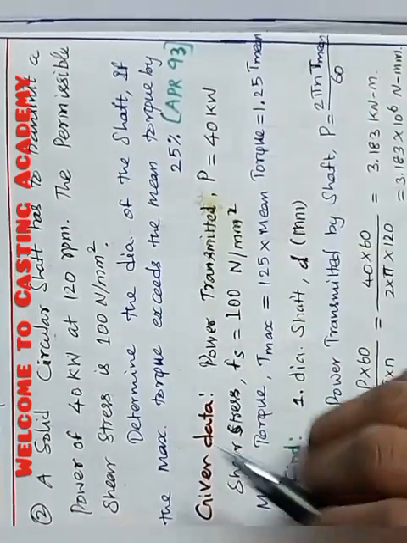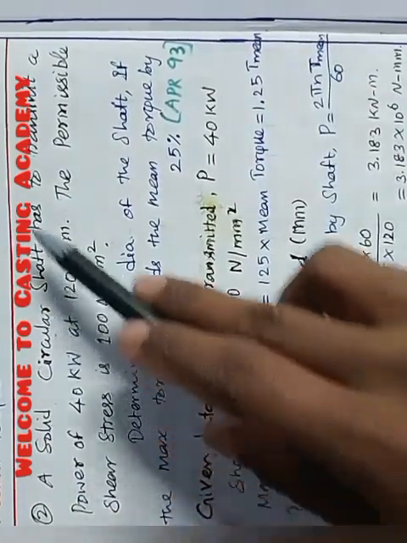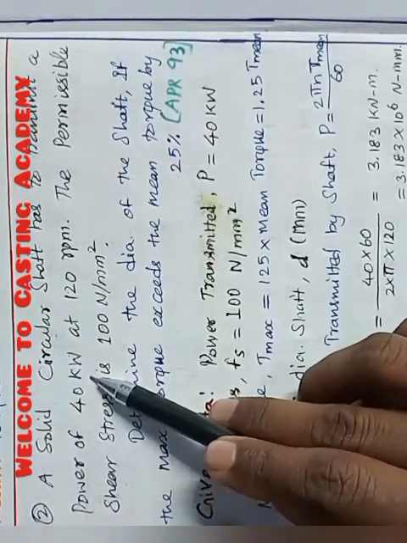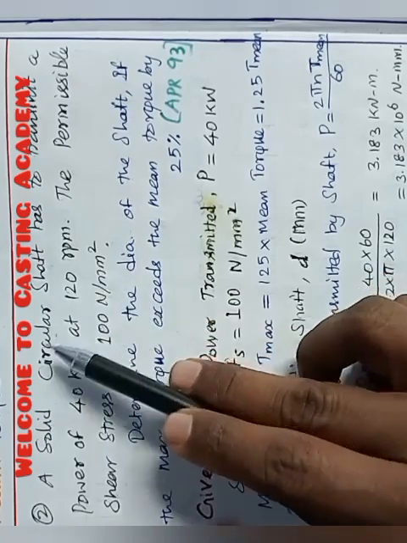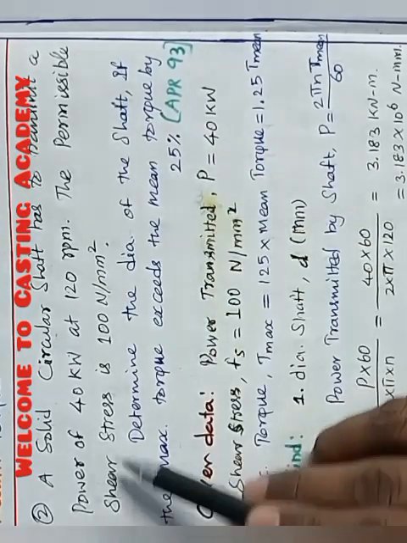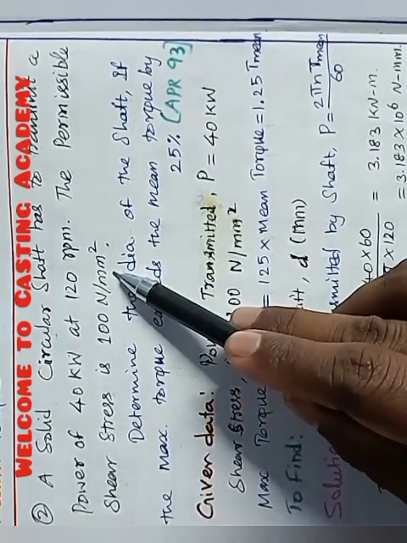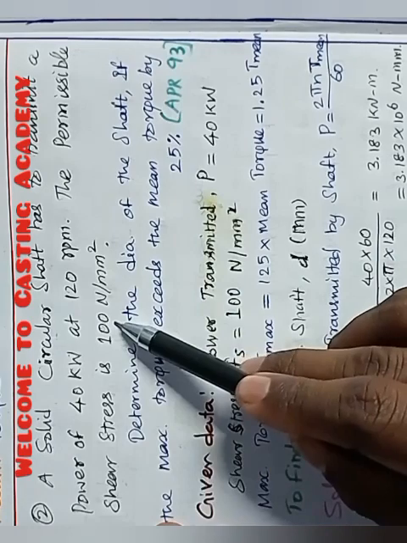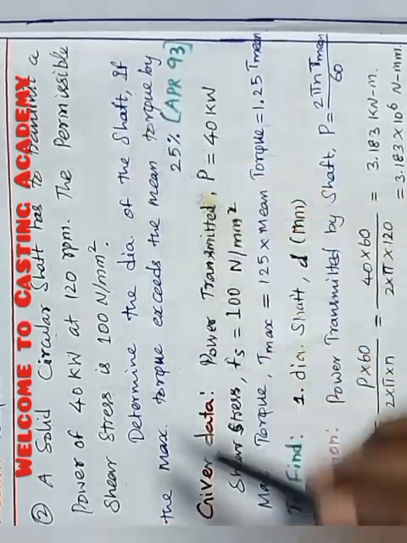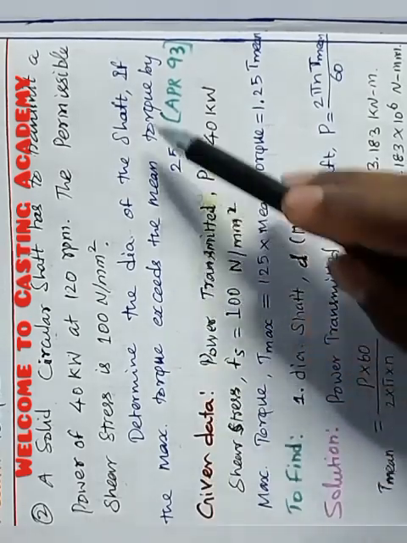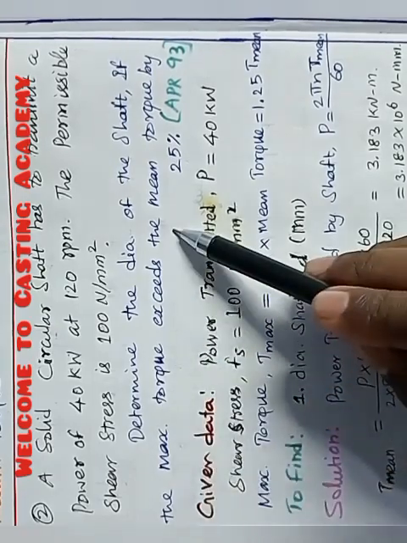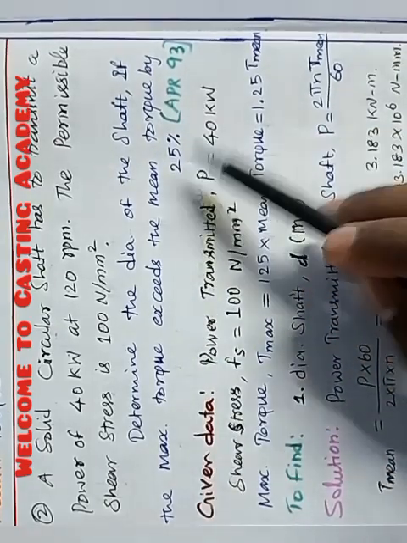Next problem. A solid circular shaft has to transmit a power of 40 kilowatt at 120 rpm. The permissible shear stress is 100 Newton per mm square. Determine the diameter of the shaft if the maximum torque exceeds the mean torque by 25%.